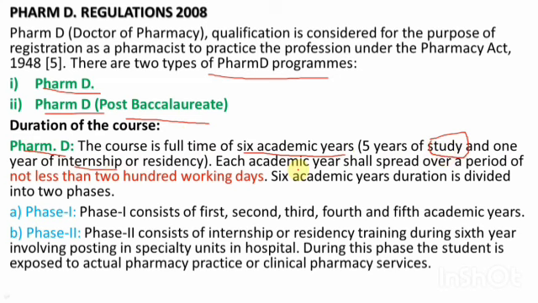Each academic year shall spread over a period of not less than 200 working days. The 6 academic year duration is divided into 2 phases, phase 1 and phase 2. Phase 1 consists of first, second, third, fourth and fifth academic years, and phase 2 consists of internship or residency training during 6th year involving posting in specialty units in hospitals.